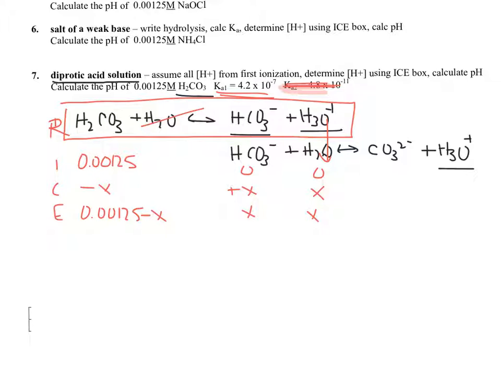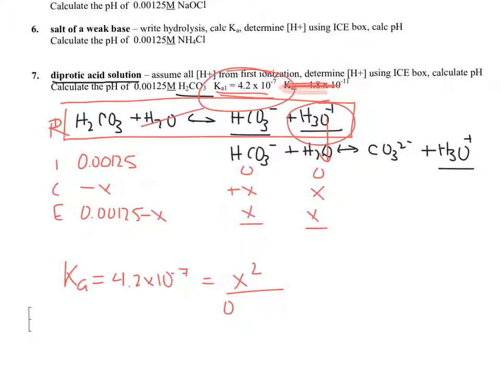So, since we created hydronium, we are worried about the Ka, and the Ka is told to us. Ka, and this one is 4.2 times 10 to the negative 7, which is going to be equal to the product of my 2 products over my reactant. And so we can solve for x. When we do so, we end up getting 2.3 times 10 to the negative 5.